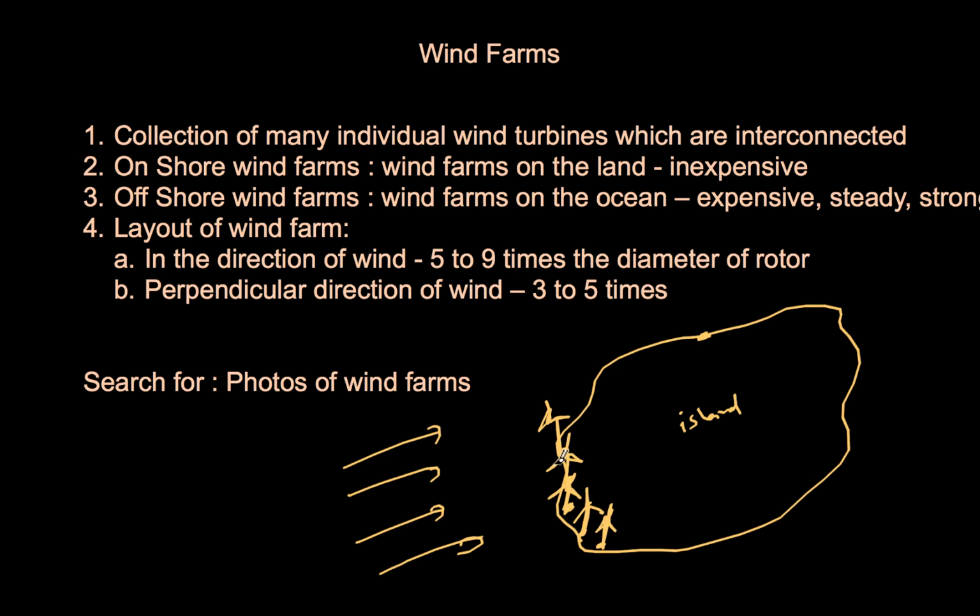Anyway, so this is one row of wind turbines. The distance between one and the other is 3 to 5 times the rotor diameter in the direction perpendicular to the direction of wind, whereas at 5 to 9 times you have another row of wind turbines like this.